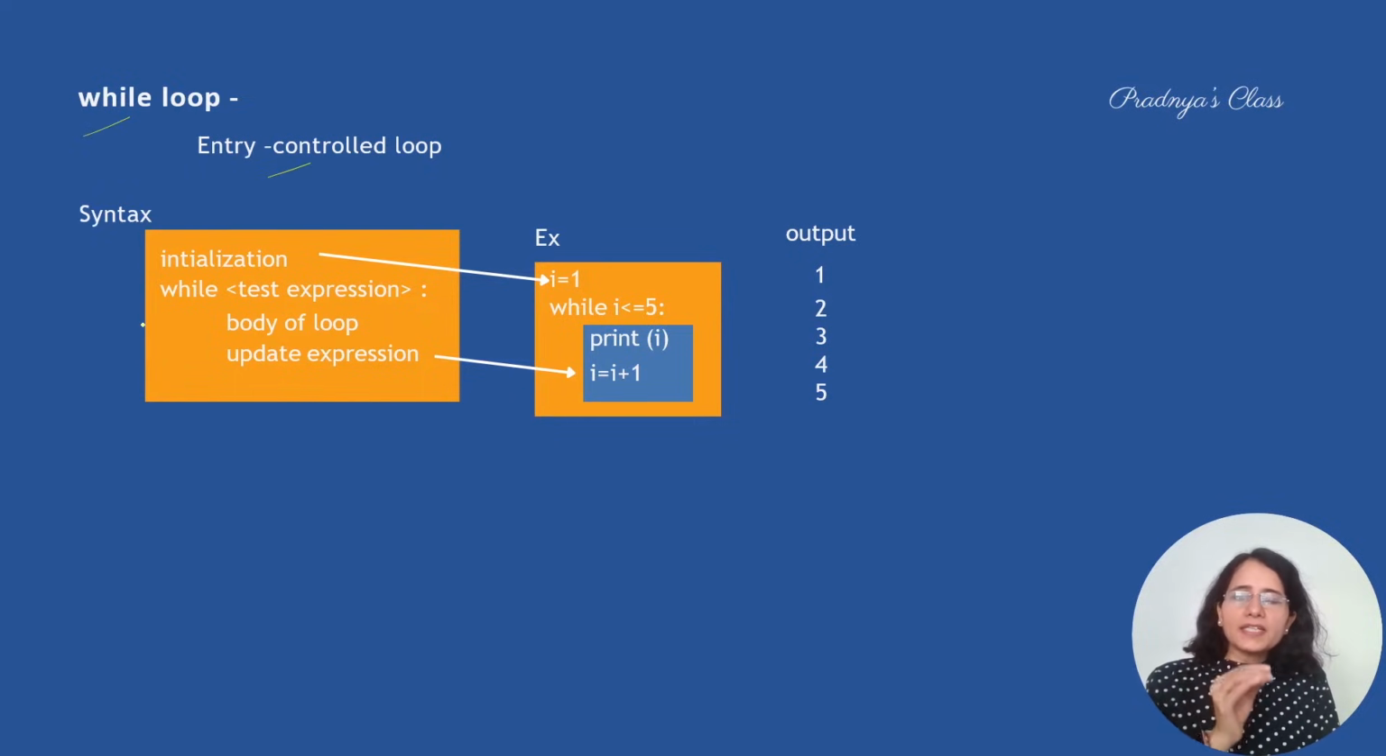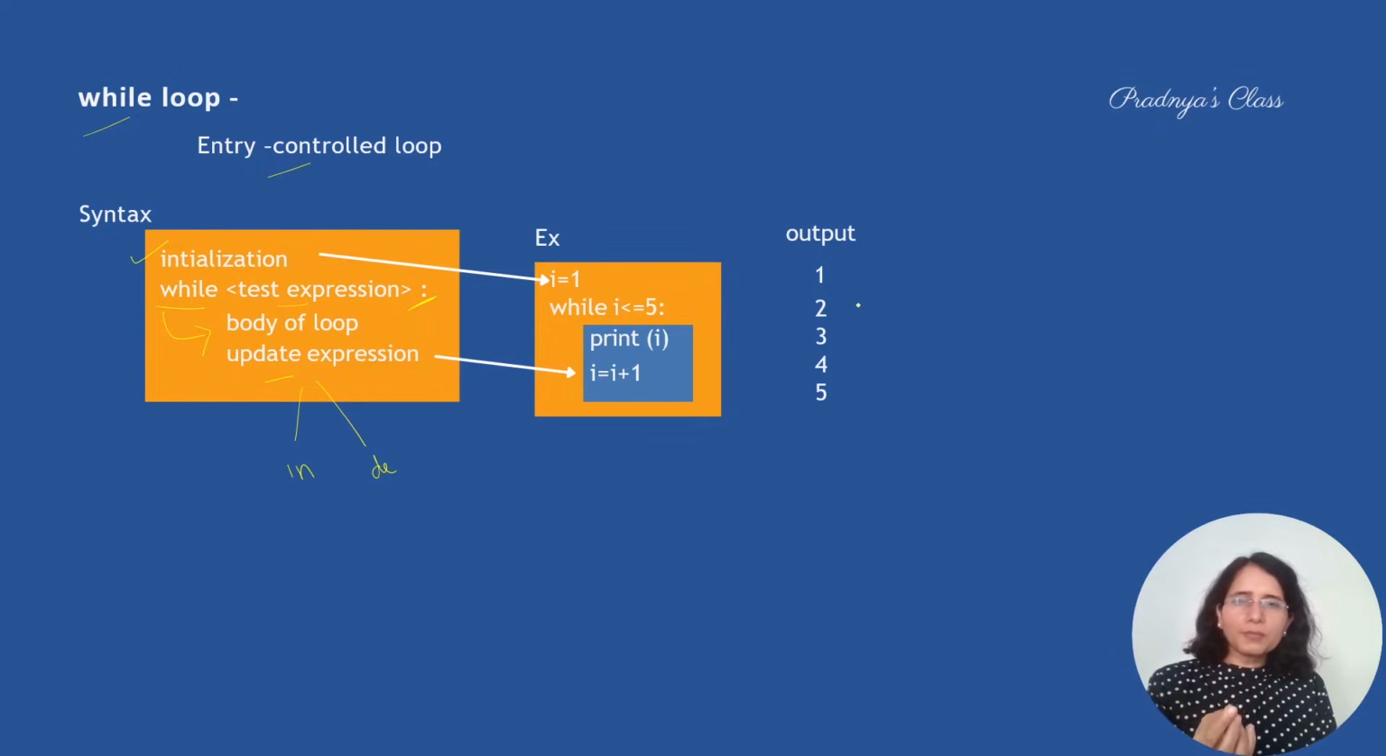Let's try to understand the syntax and one example. The while loop has 4 important parts. The first part is initialization. First we have to initialize one variable. With that we will start our loop. Actually this is the starting value of the loop. Then with the while keyword we have to write the test expression. Test expression means it is a condition. After satisfying the condition, the control will come inside the loop. So here we are writing statements. It can be single or multiple statements. After that we have to update the expression. Here we can increment the variable or decrement the variable.